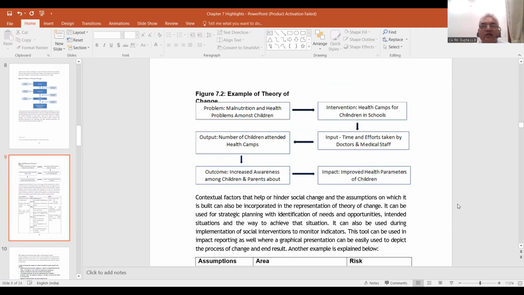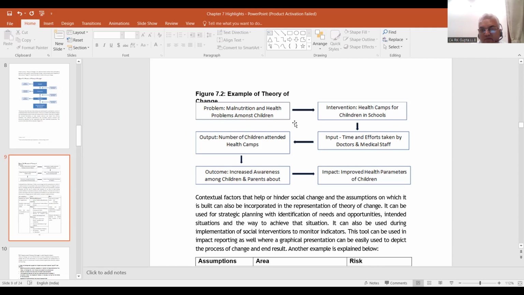Now this figure 7.2 says that the problem is malnutrition and health problems amongst children. Now the intervention, what will be the intervention? You organize health camps for children in schools. So this is the social intervention. Now what will be the output? The number of children who attended health camps. So this is a measurable output. And input is the time and efforts taken by the doctors and medical staff.